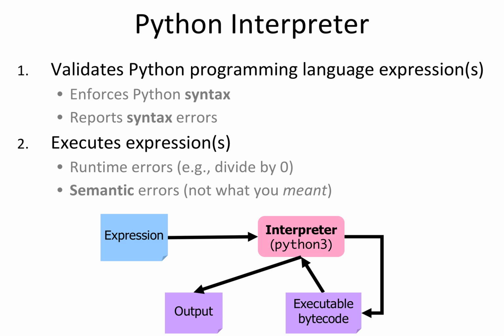The Python interpreter also executes expressions, and it'll give us a couple different types of errors. Runtime errors, for example, if we divide by 0. In mathematical terminology, that is undefined, so that would be a runtime error. We tried to do something that we're not allowed to do.